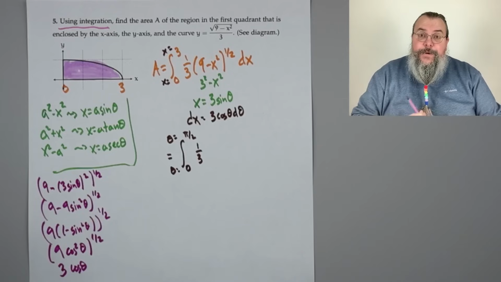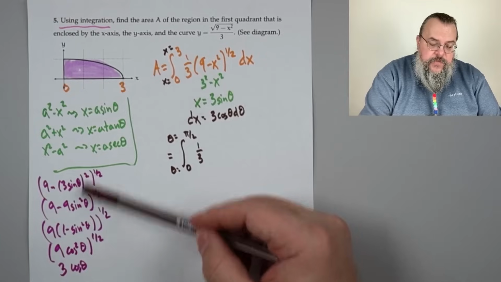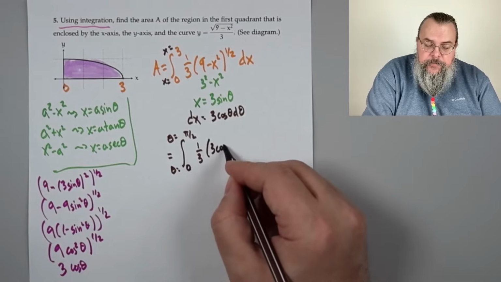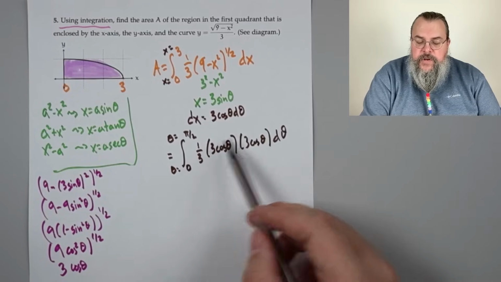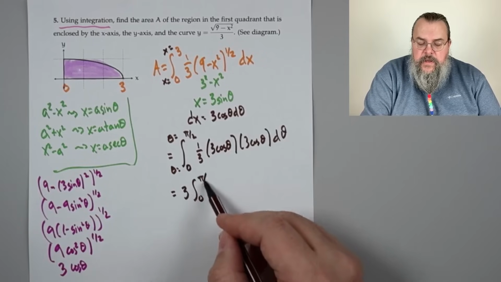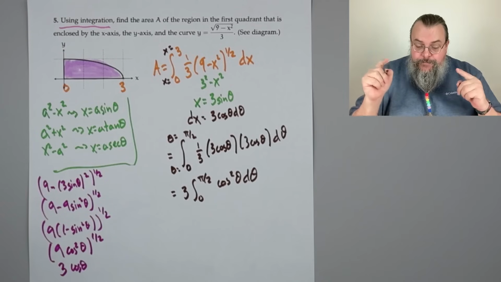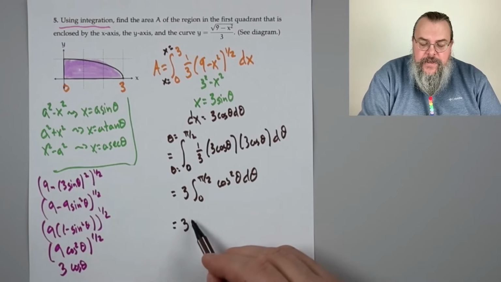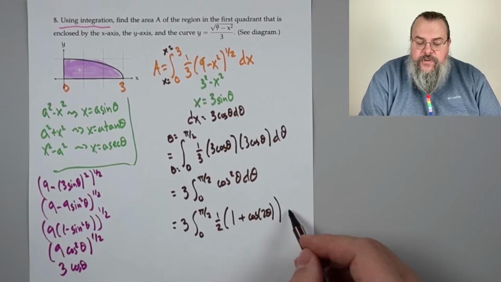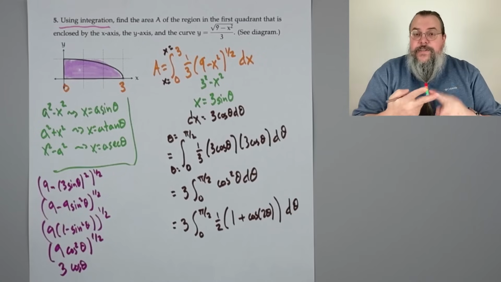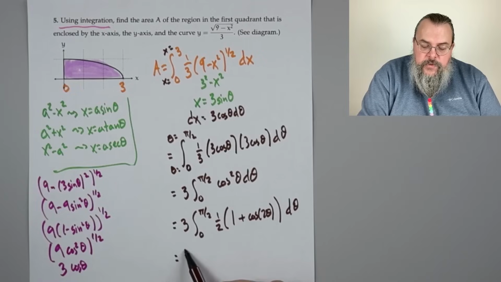So, back to our problem. We've updated our bounds. Good. We copied our 1/3. 9 minus x squared to the 1/2, we just figured that out, is 3 cosine theta. dx is 3 cosine theta. All right, 1/3 times 3 times 3 puts a 3 out in front. And we have cosine squared. How do we integrate cosine squared? We do power reduction. So cosine squared is the same as 1/2 times 1 plus cosine 2 theta. It's one of those 6 trig identities that you should know by heart. So cosine squared, sine squared, know them both. So, okay, cool. And so that's 3/2.